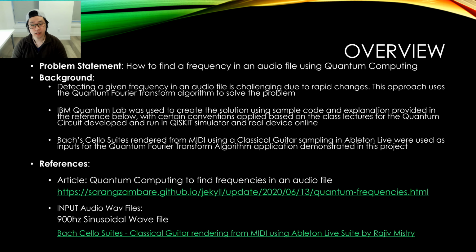Now going back to our project overview or strategy, our project demonstrates the QFT algorithm with the input audio file and the quantum circuit, providing the outputs of qubit state, probability histogram, and the frequency distribution plot. We found an article on quantum computing to find frequency in an audio file. In the article, the QFT algorithm used an input of a 9 Hz waveform. Later, we changed the input to our own waveform, which is the classical guitar sample.